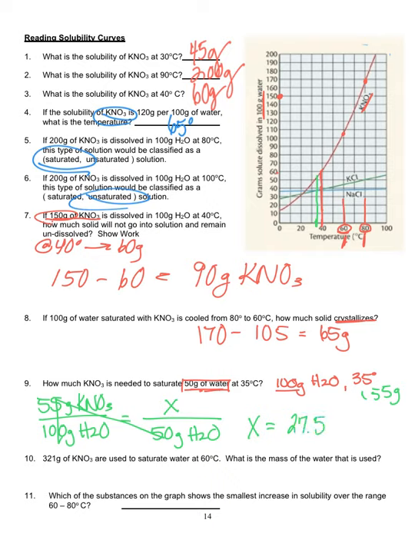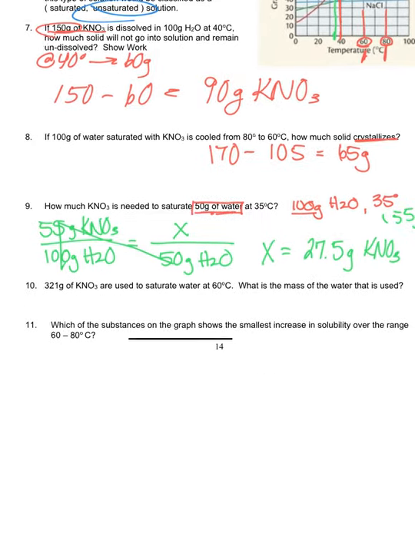27.5. The other way of looking at that is saying, okay, we cut the water in half, you're just going to cut the KNO3 in half as well. So if you can see that ratio, they're not always going to be just cutting them in half, so it won't always be that easy. But that's KNO3.